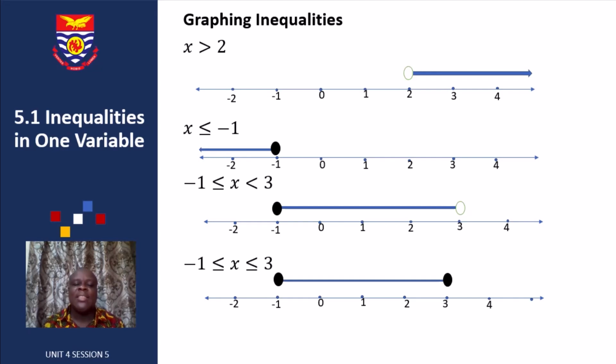The last one, -1 less than or equal to x less than or equal to 3. Over here, we still have to draw our circles on -1 and 3. And because the two inequalities are less than or equal to, we shade both. So -1 less than or equal to x, we shade. Then x less than or equal to 3, we shade. So we are going to shade both because the two inequalities involve less than or equal to.